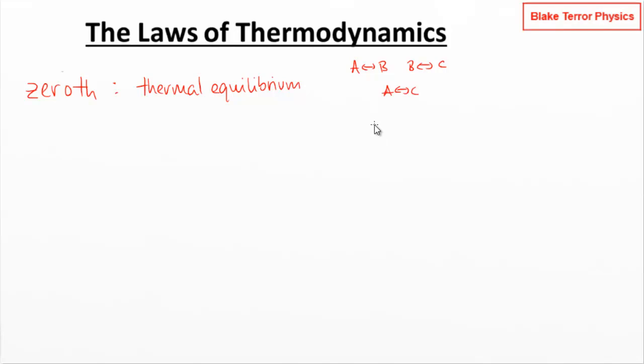This does get mentioned usually when you're doing your A-level physics, and it seems ridiculously obvious because we approach this generally in terms of temperature, thinking, well, of course, that means A and B are the same temperature, B and C are the same temperature, and that means A and C are the same temperature. It's blindingly obvious, it seems.